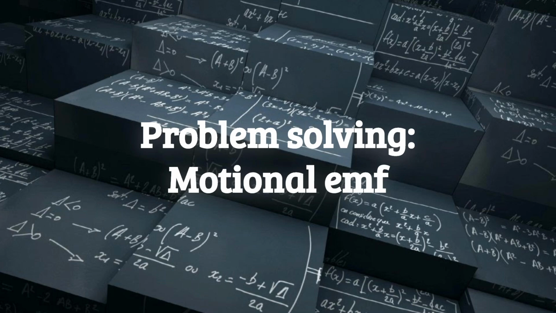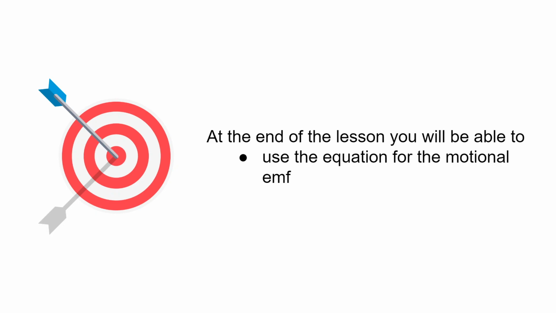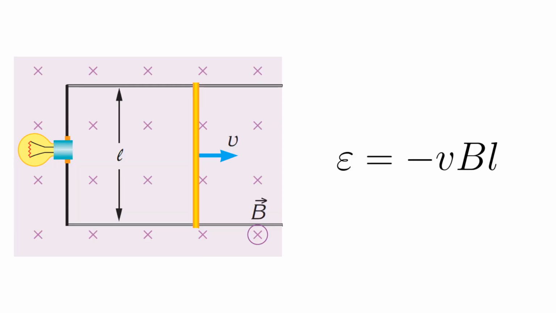Today we will solve a problem on the topic motional EMF. And this is the goal of the lesson. At the end of the lesson you will be able to use the equation for the motional EMF. And before we start solving problems, it will be useful to recall the equation for the motional EMF. The motional EMF is equal to the velocity times B times the length of the conductor. And note that the minus sign doesn't affect the magnitude of the EMF.